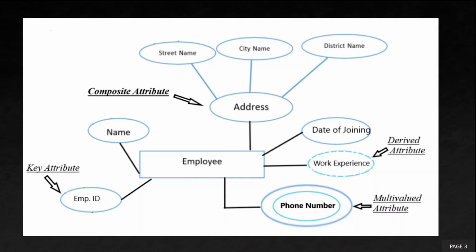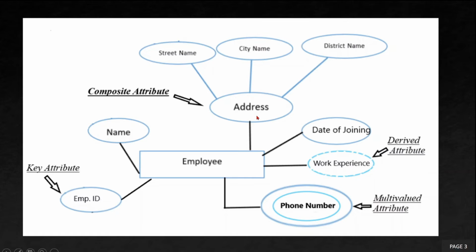So here we have a simple ERD diagram containing just an employee entity. This is the name of our entity, which is the employee. Then we have the name attribute and the employee ID. Now the employee ID is used to uniquely identify the employees. Therefore, it has an underline under it.